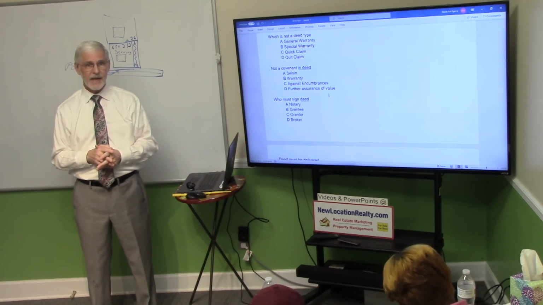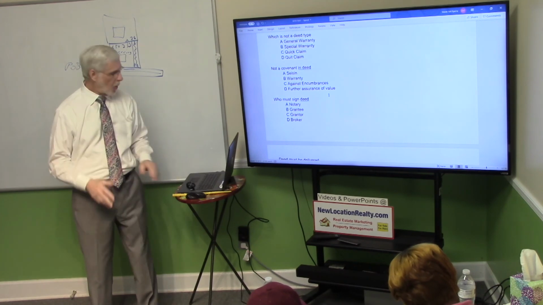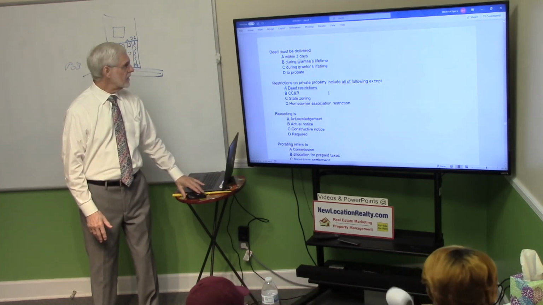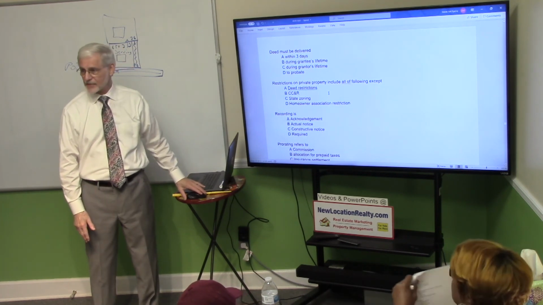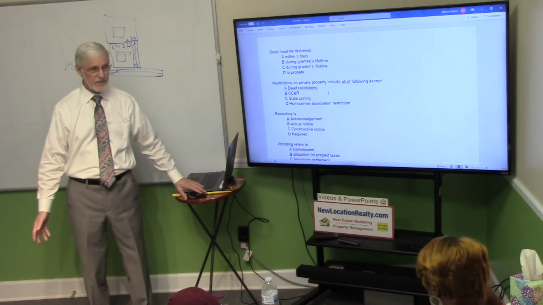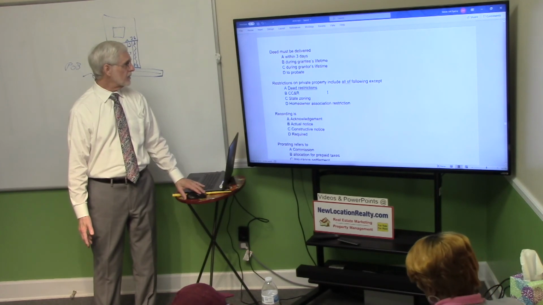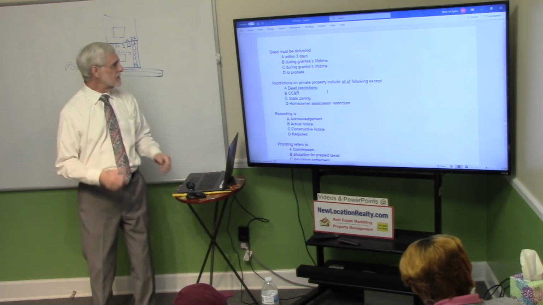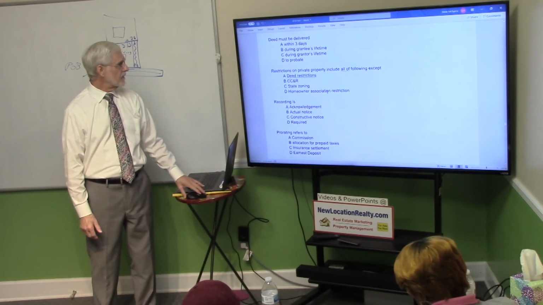Who must sign the deed? The grantor. The previous one was D. Now, the grantee actually does not have to sign. They have to be named, but they don't have to sign. Correct. It must be delivered during the grantor's lifetime.